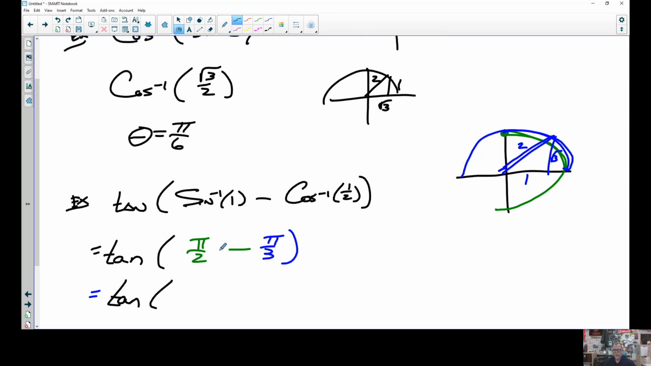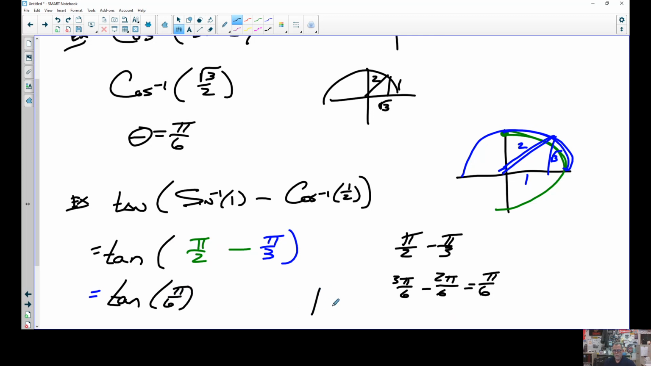tangent of, well, what is 1/2 minus 1/3? Well, that's 3/6 minus 2/6, right? If I change these, I got to get a common denominator. If I do pi over 2 minus pi over 3, I got to get a common denominator of 6. And so that would mean 3 pi over 6 minus 2 pi over 6, which would give me 1 pi over 6, right? So I get pi over 6 here.